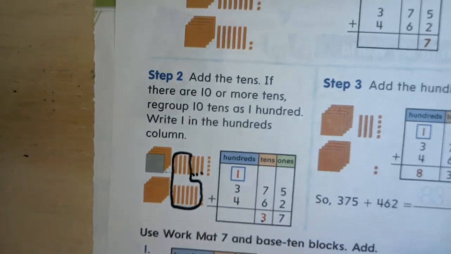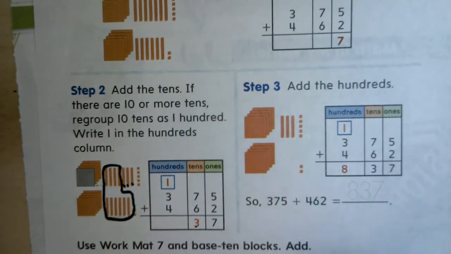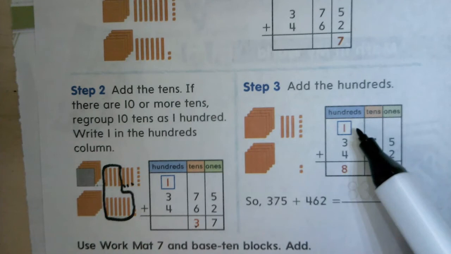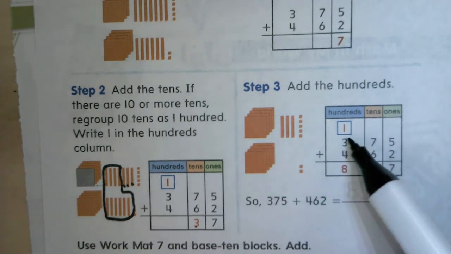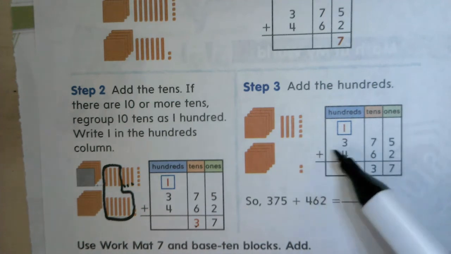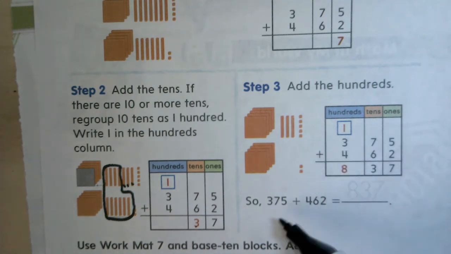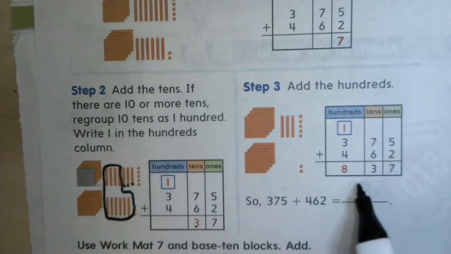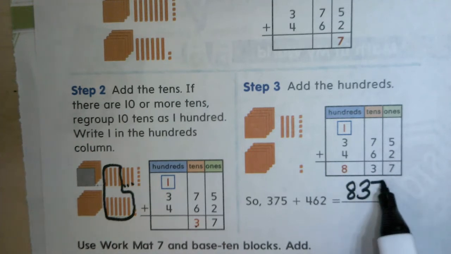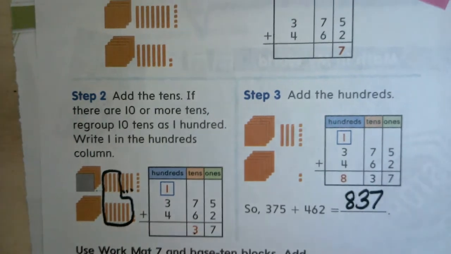After I've done that, now I can do step 3. Step 3 says to add the hundreds. So I have 1 plus 3 plus 4. Well, 1 plus 3 is 4, and 4 plus 4 is 8. So 375 plus 462 is 837. All right, that's how we're going to solve our problems today.